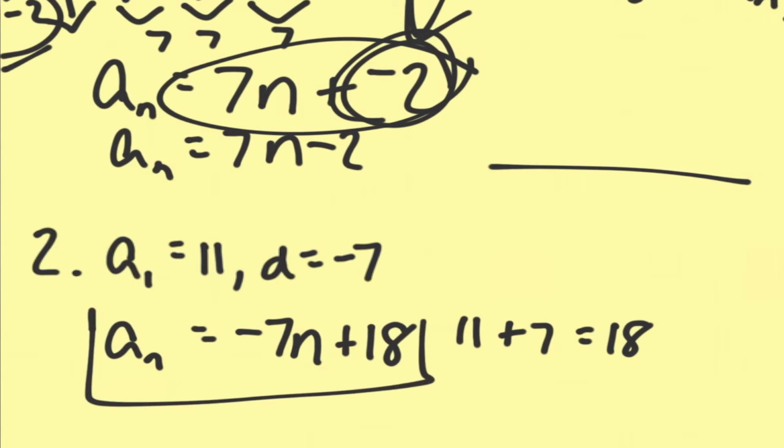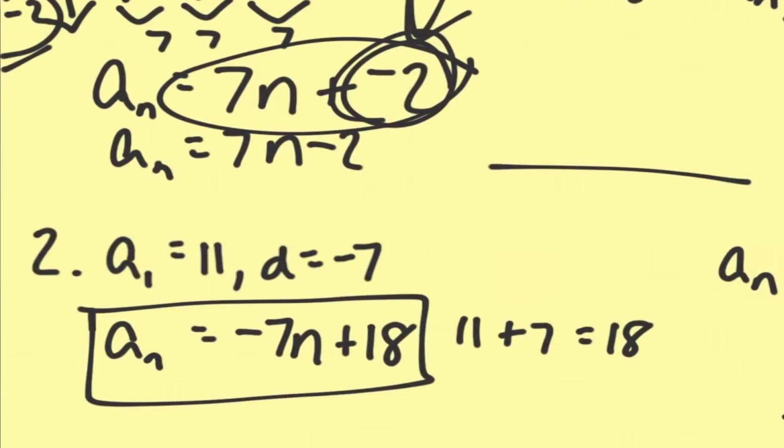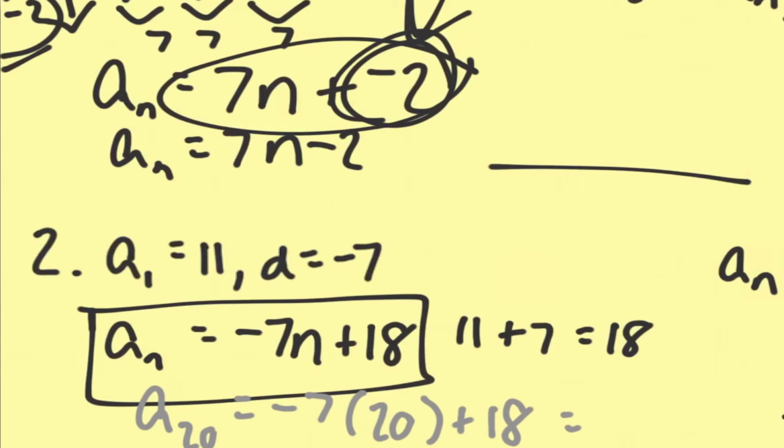And then let's find a sub 20. That's just asking for the 20th term. So at the 20th term, what's the value? Well, you can plug 20 in for n. So if we just do that with number 2, a sub 20 equals -7 times 20 plus 18, which equals -122.